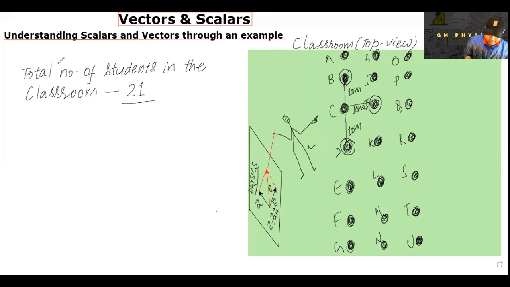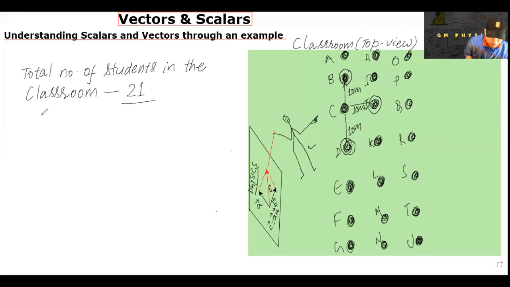So let's write this second question. When the teacher says, where is D? He wants to know the position of D with respect to C. Conceptually, he's trying to find the position of D. He wants to locate D exactly in the classroom, right? Because he doesn't know the names of the students. Are you getting the point? So he wants to know the position of D with respect to C.